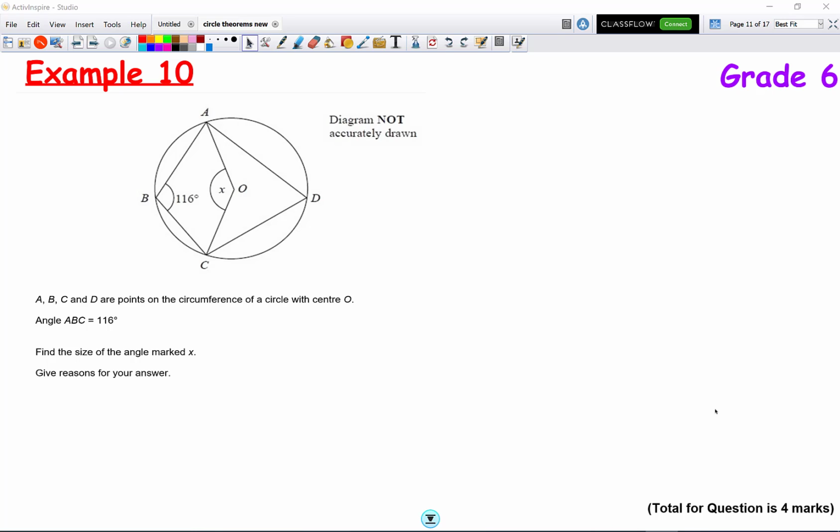In this video, we're going to go through another circle theorem. This circle theorem says that whenever we have a quadrilateral inside a circle and the corners touch the circle, it is called a cyclic quadrilateral.